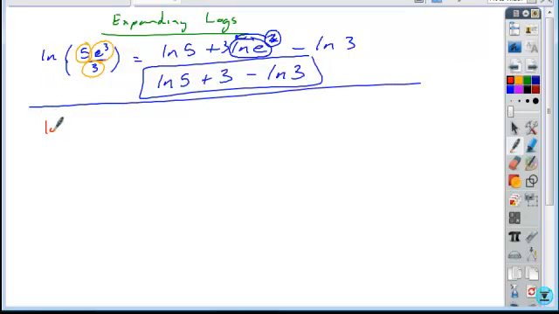All right, try this next example, please, and see if you can expand out this log.